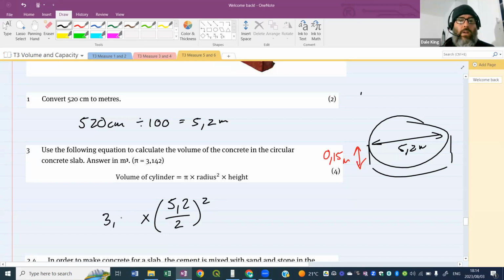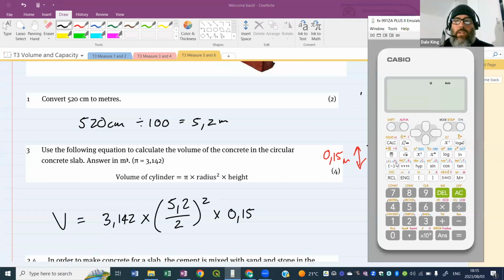Yes. All right, let me put it all in here. So we got pi there on the left, 3,142 times my diameter, which is 5,2, and I halved it to get the radius, and that must be squared. And the height is 0,15. All right, let's check it out.